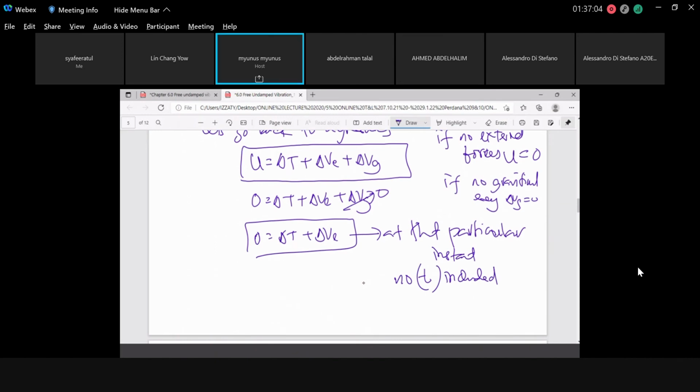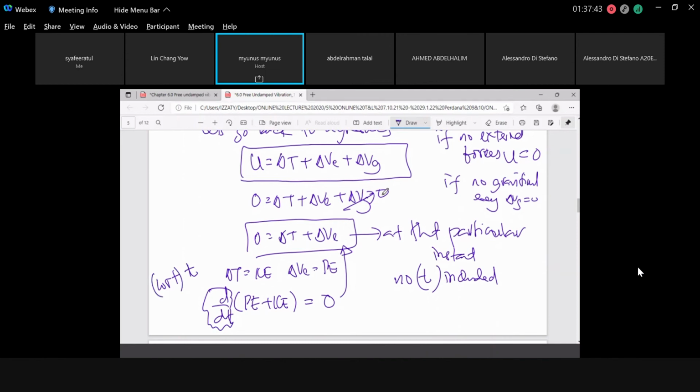But when you have time here, it will keep changing the value of delta T and delta VE. So delta T now is equal to KE, kinetic energy, and delta VE now is equal to PE, potential elastic energy. Yes or no? So then with respect to time, you have PE plus KE equal to 0. Same thing or not? It's exactly the same as what you learned in dynamics. The only difference is that now it is with respect to time.